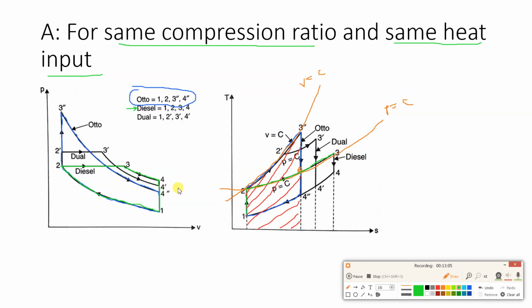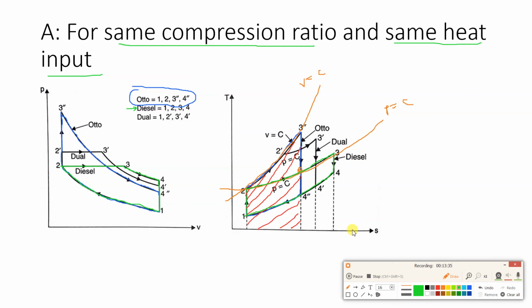Then next part 3 to 4 is isentropic expansion in diesel cycle, and 4 to 1 is constant volume heat rejection in case of diesel cycle. So we have drawn Otto cycle and we have drawn diesel cycle on PV and TS diagram.